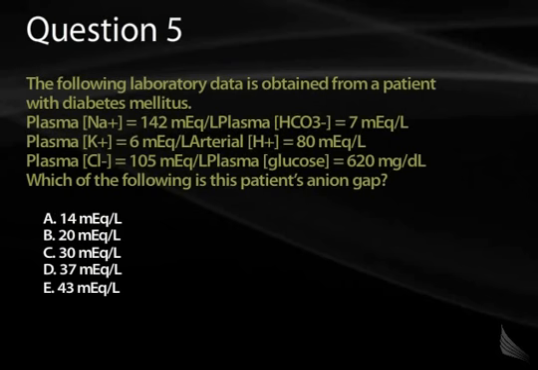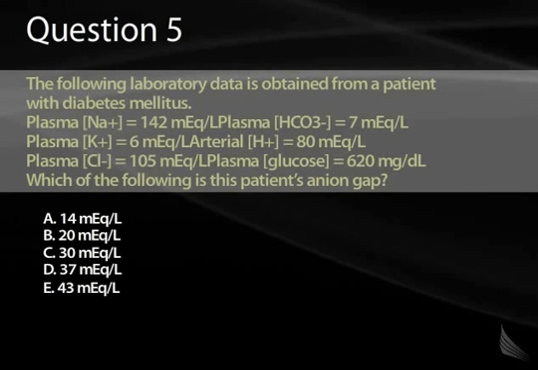Question number 5. The following laboratory data is obtained from a patient with diabetes mellitus. Plasma sodium 142, plasma potassium 6, plasma chloride 105, plasma bicarbonate 7, plasma glucose 620, and the arterial hydrogen 80 milliequivalents per liter. Which of the following is this patient's anion gap?